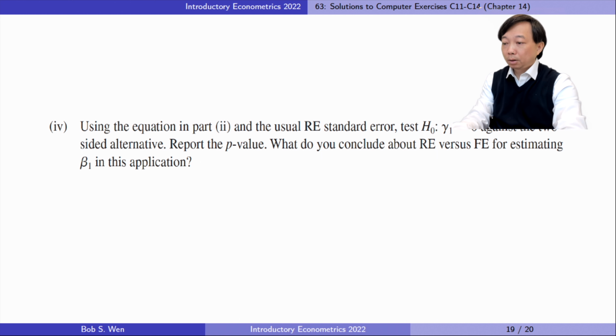In Part 4, using the equation in Part 2 and the usual random effect standard error, test the null hypothesis that gamma 1 equals 0 against the two-sided alternative. Report the p-value. What do you conclude about random effects versus fixed effects for estimating beta 1 in this application?